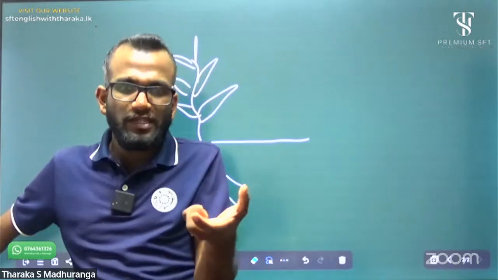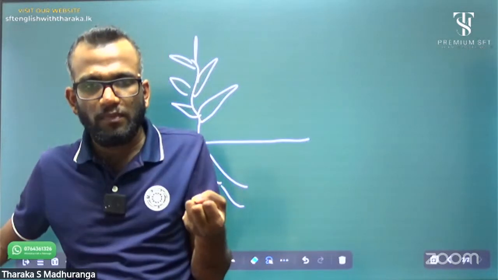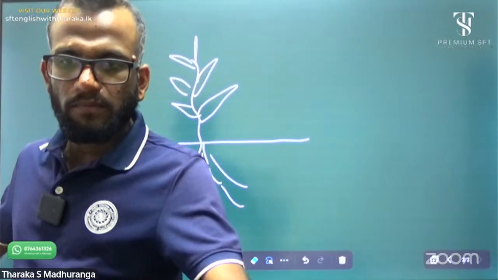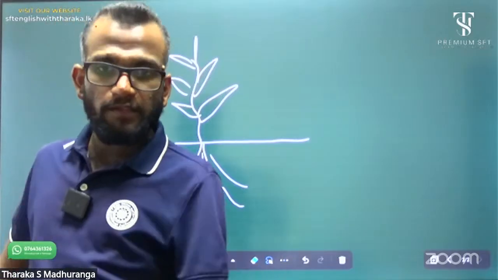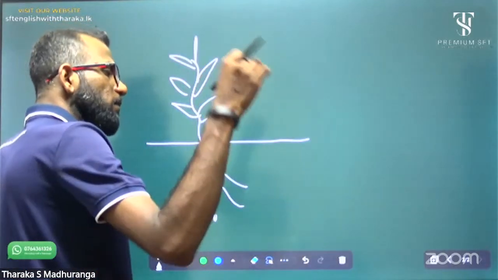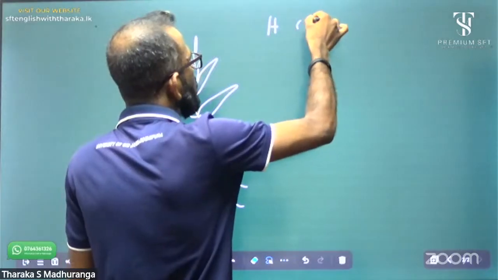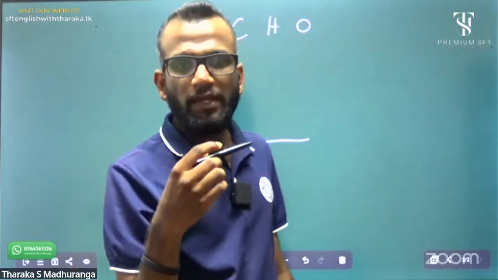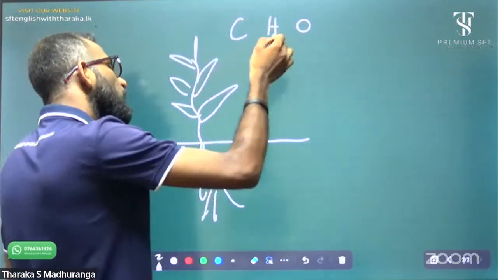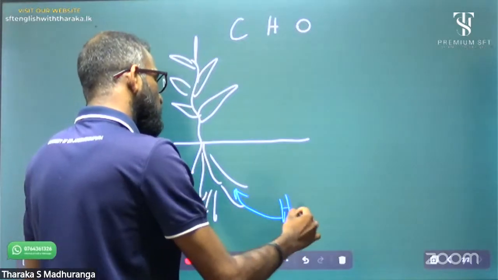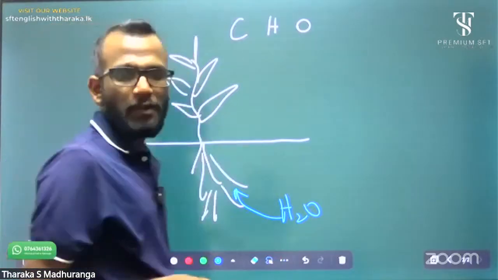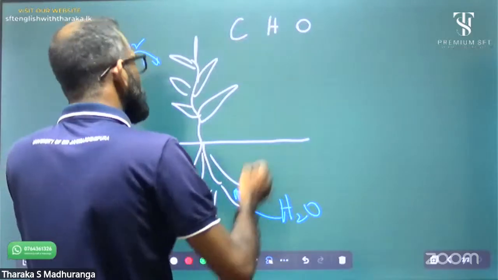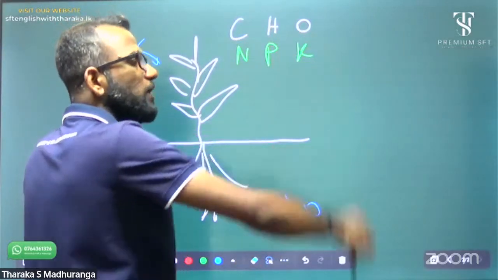Do you know the macronutrients for plant development? Yes, very good. NPK. Actually, the main requirements are carbon, hydrogen, oxygen. But they are not limited, because water provides hydrogen and oxygen, and carbon dioxide provides carbon. Therefore, carbon, hydrogen, oxygen are not limited. Secondly, the limited macronutrients are nitrogen, phosphorus, potassium, in short form NPK.